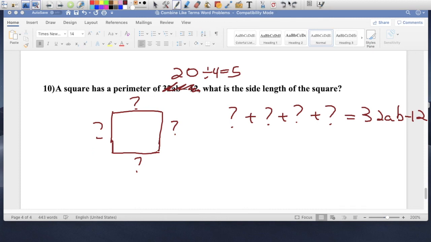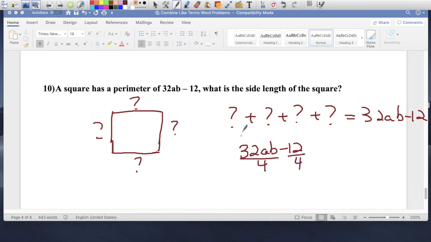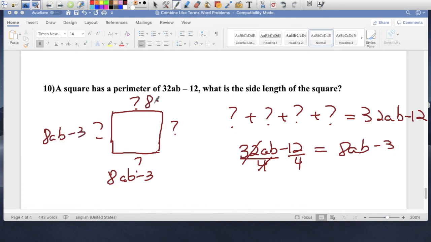So we're going to do the same thing. But instead of that, we have an expression. We're going to take this expression, 32ab minus 12, and we're going to divide that by 4. We're going to divide this guy by 4, and divide this by 4. We're going to divide the whole thing by 4. Well, let's simplify. 32 over 4 is 8ab, right? And 12 over 4 is just 3. So this side is 8ab minus 3. This side is 8ab minus 3. This side is 8ab minus 3. And this side is 8ab minus 3.